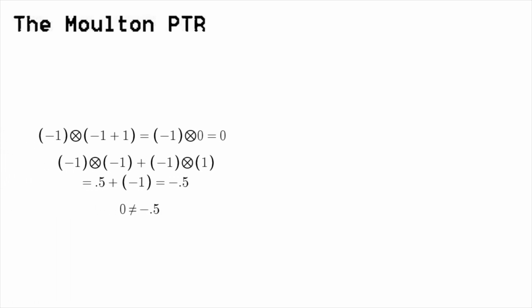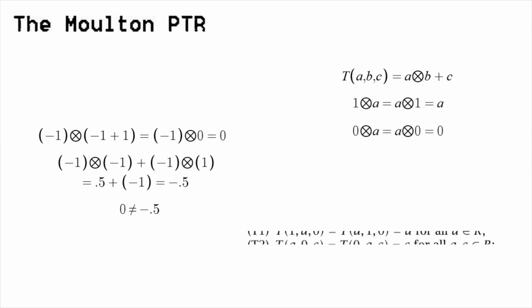You may have noticed, but this Moulton operation is a lot worse than normal multiplication. For instance, it doesn't distribute over addition. It's not so bad, though, that the reals together with the operation t of a,b,c equals a Moulton b plus c don't form a ternary ring. 0 and 1 behave normally, which takes care of the first two axioms.